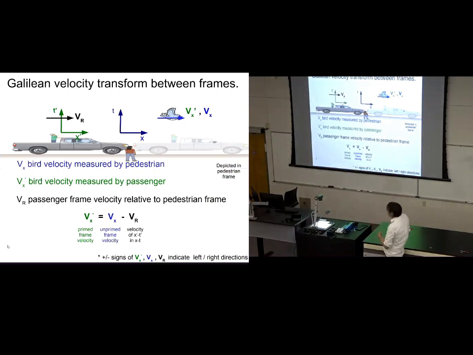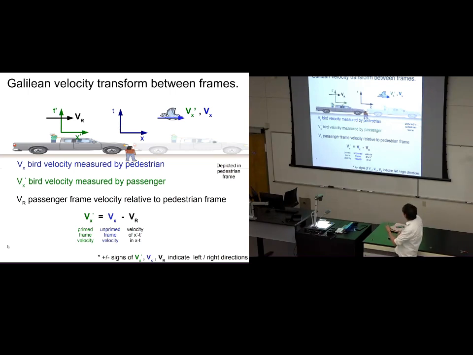Let's take a look at this slide. It shows two reference frames. There's a reference frame of the pedestrian standing on the roadway, and there's a reference frame of the passenger in the truck. They're moving with respect to one another. We met this picture last class. In blue, labeled with X and T for the coordinates, that's the reference frame of the pedestrian, and in green, labeled with X prime, T prime, that's the reference frame of the passenger. So these are the two reference frames.